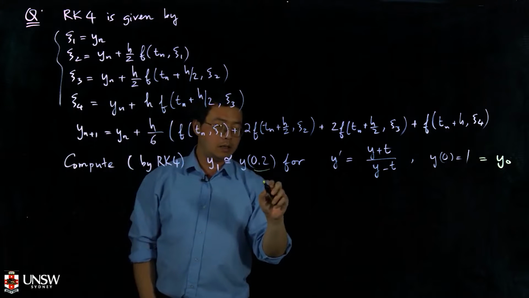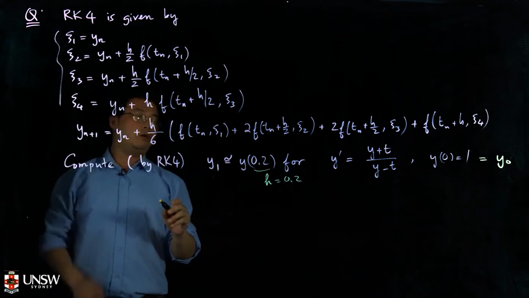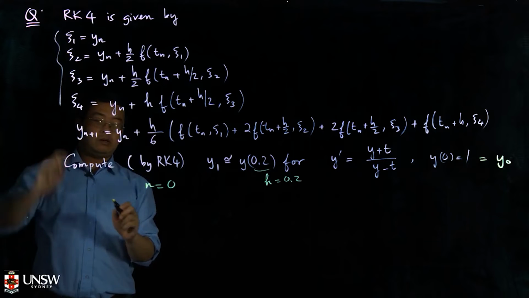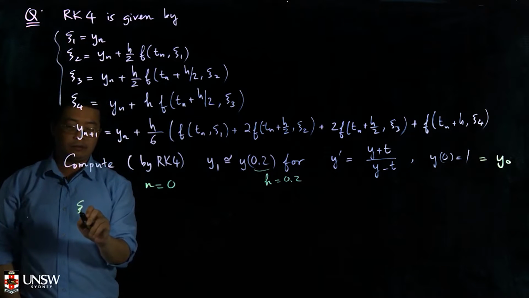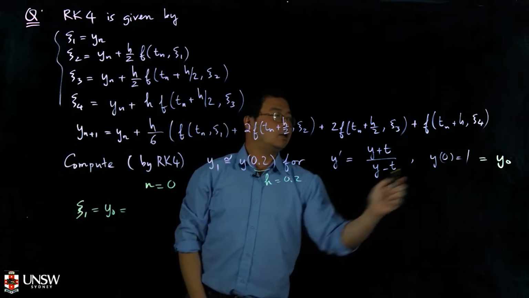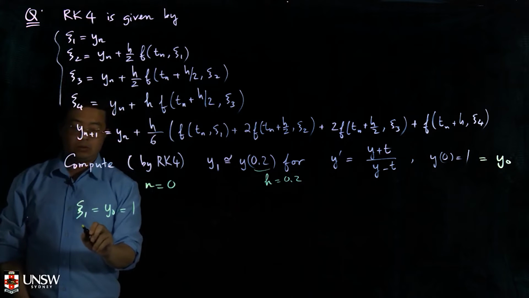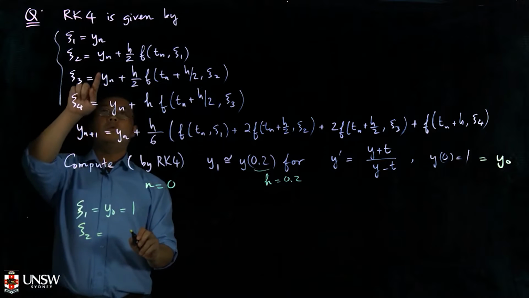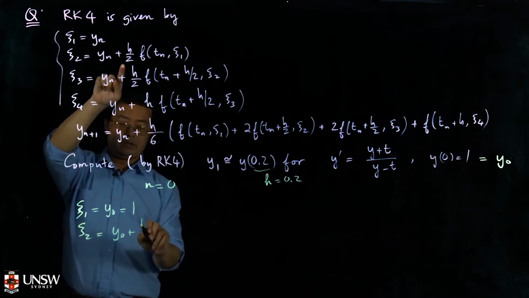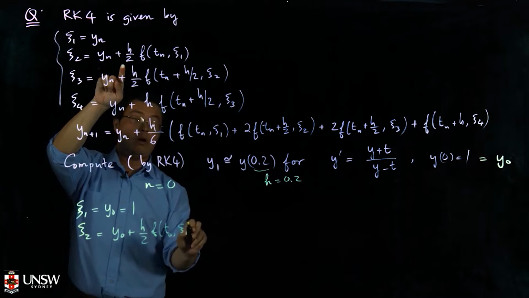So h is the step size. And now we apply the formula for n equals 0. For n equals 0, xi1 will equal y0, and y0 is the initial data, just equal to 1. And then xi2 will be y0 plus h over 2 times f at t0, xi1.